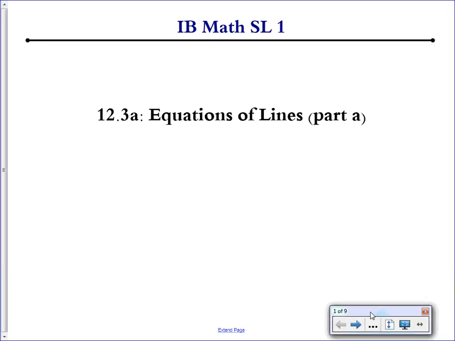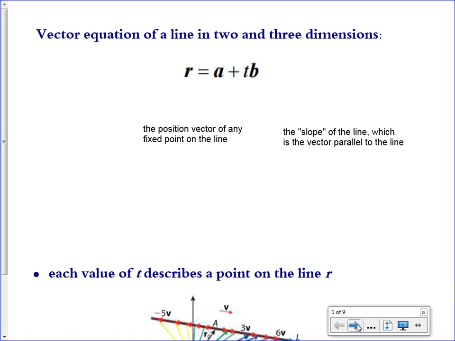Okay, so in this video we're going to talk about vector equations of lines. The vector equation of a line in 2 or 3 dimensions can be written as r equals a plus tb, which is sort of like y equals b plus mx. The t is like your x here. A is the position vector of any fixed point on the line. It doesn't have to be an intercept. It could be any point that's on the line.